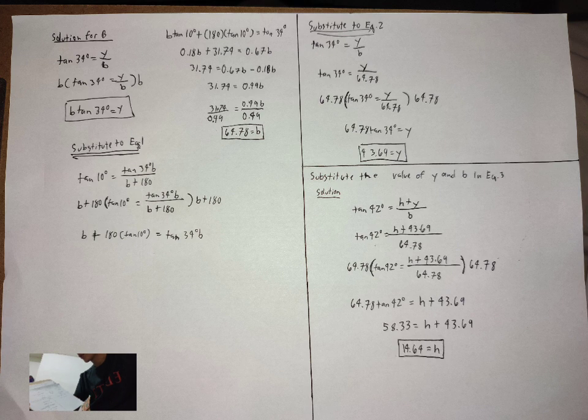So substitute to equation number 2. Tangent 34 degrees is equal to Y over B. Tangent 34 degrees is equal to Y over 64.78. So 64.78 multiplied by tangent 34 degrees is equal to Y over 64.78 multiplied by 64.78. Then 64.78 tangent 34 degrees equals Y. So the answer for Y is equal to 43.69.